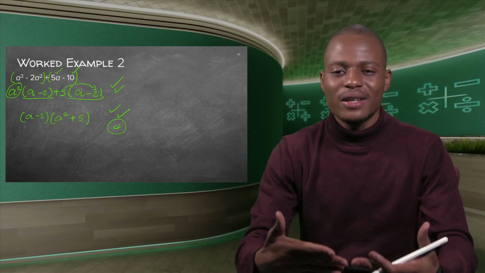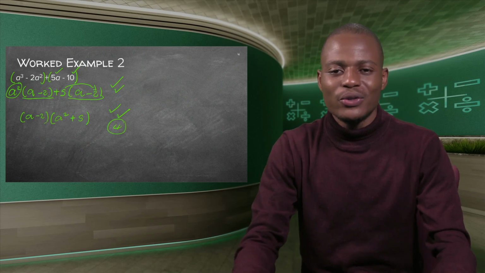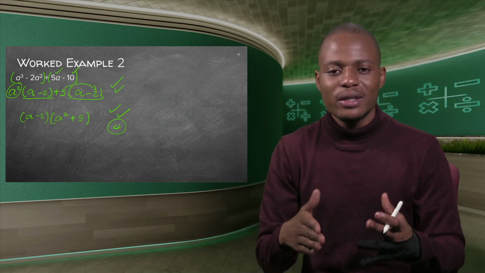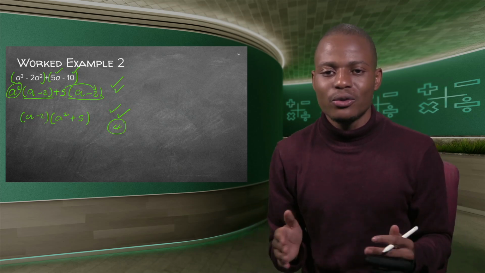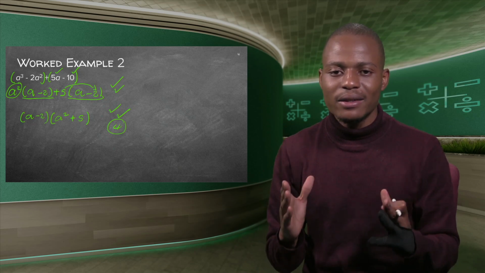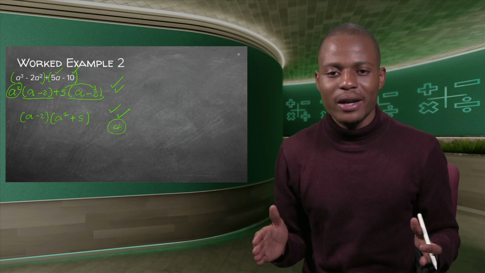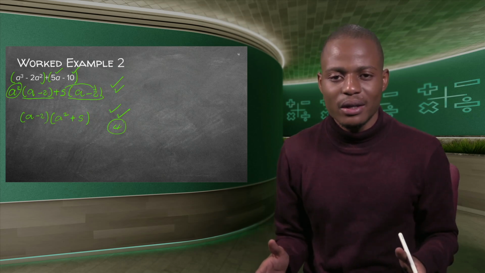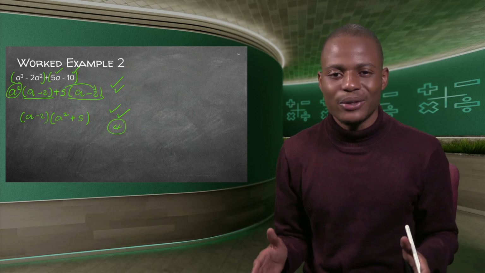So guys, this is how you factorize using the grouping method. It is quite easy. So if you see more than 3 terms, don't be scared. It means there is a method that you can use to find the factors, which is called grouping in pairs. And guys, it works. All right.